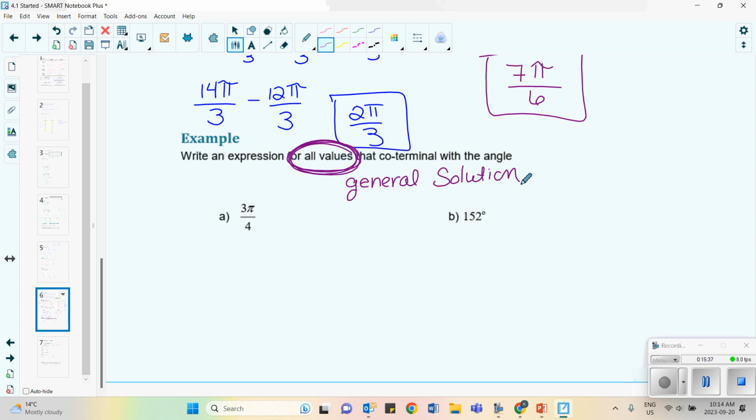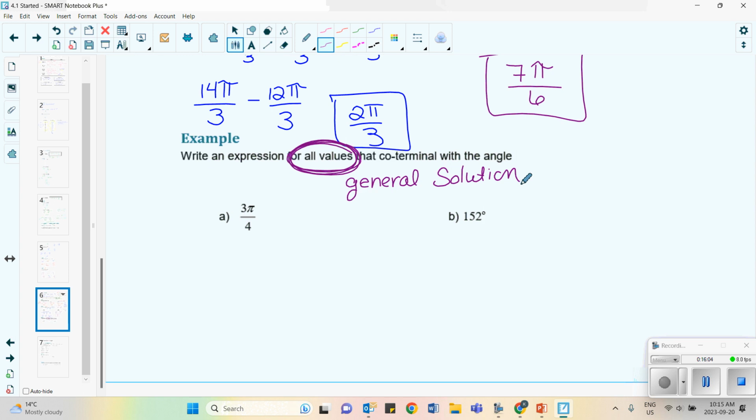A general solution is the formula that can be applied repeatedly. So adding or subtracting pi repeatedly? Yes, apply repeatedly. Okay. So what do we know? We are dealing with radians here. So what do we have to add or subtract from this?